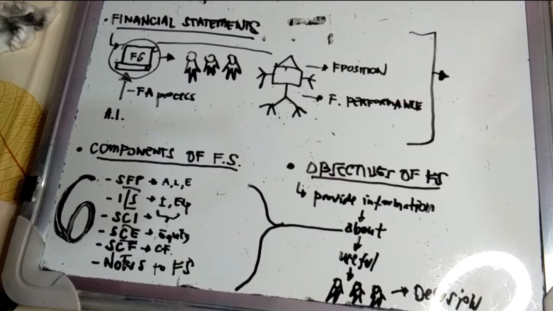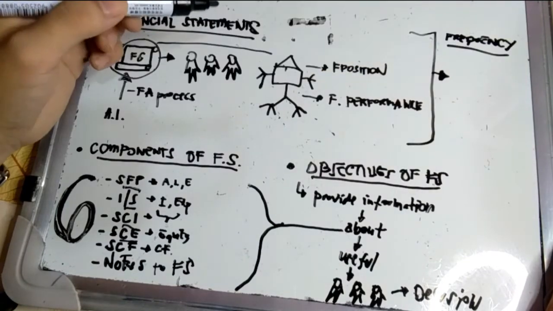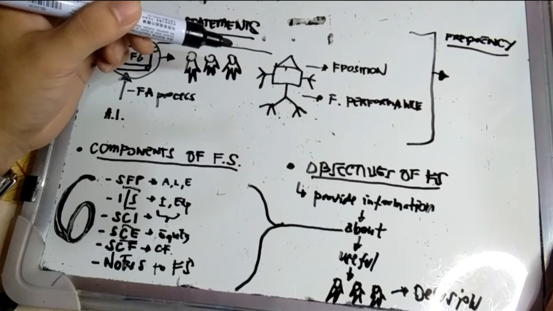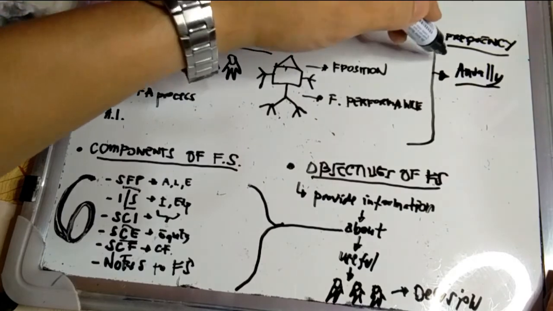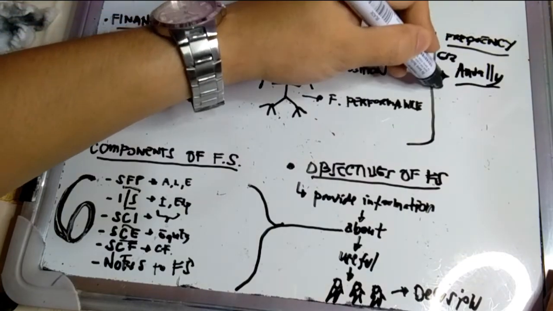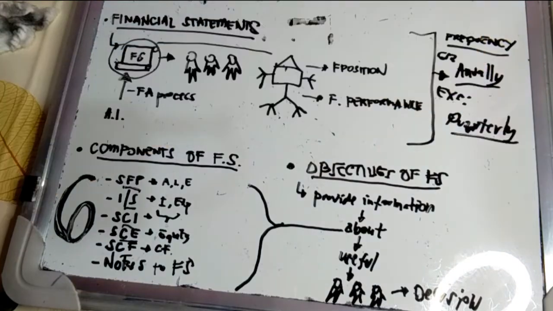Ano yung kanyang frequency of reporting? Financial statements shall be presented at least annually. Yun lang muna ha. Generally, annual. Annual yan. Pero pwede rin quarterly. So now, isa-isahin na natin ang mga components ng financial statements, which is yung 6, no? So let's discuss statement of financial position.